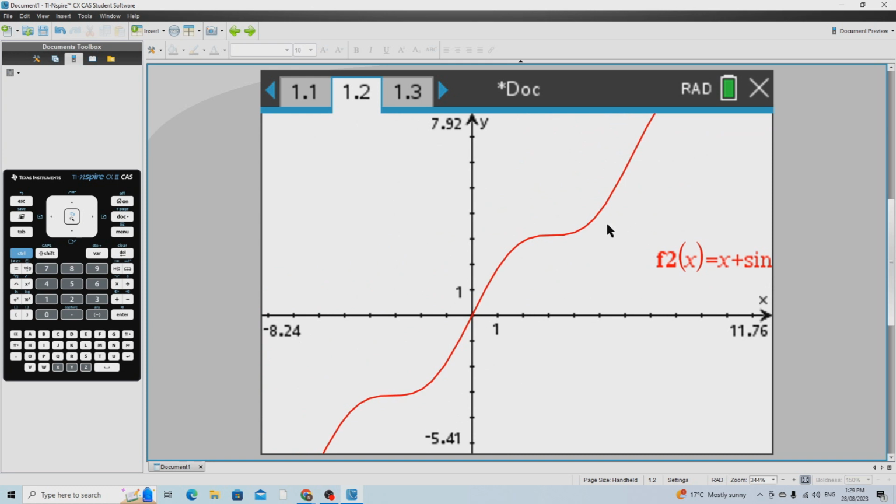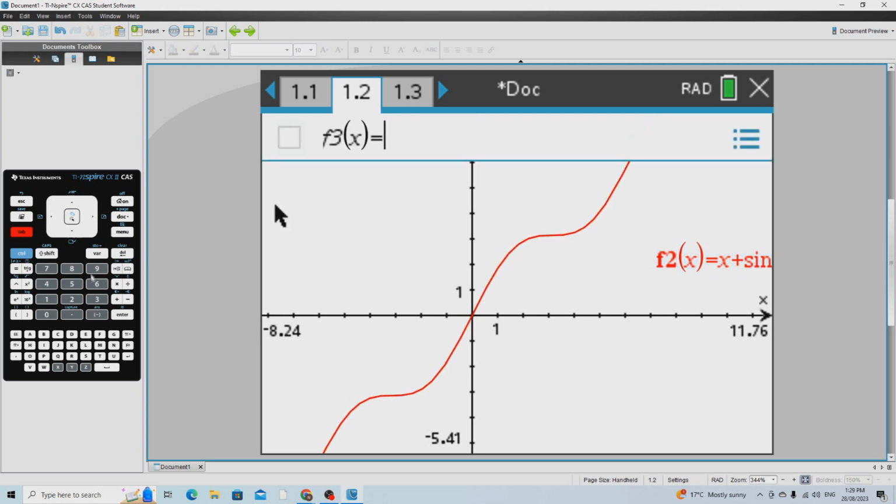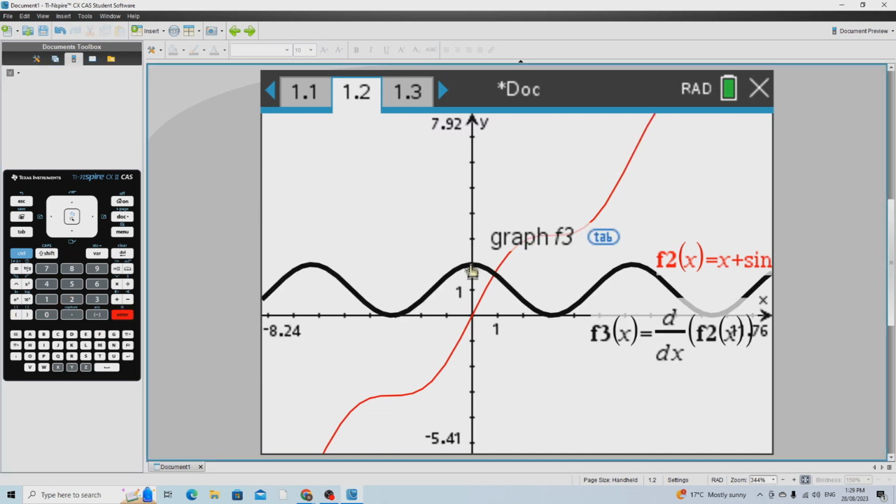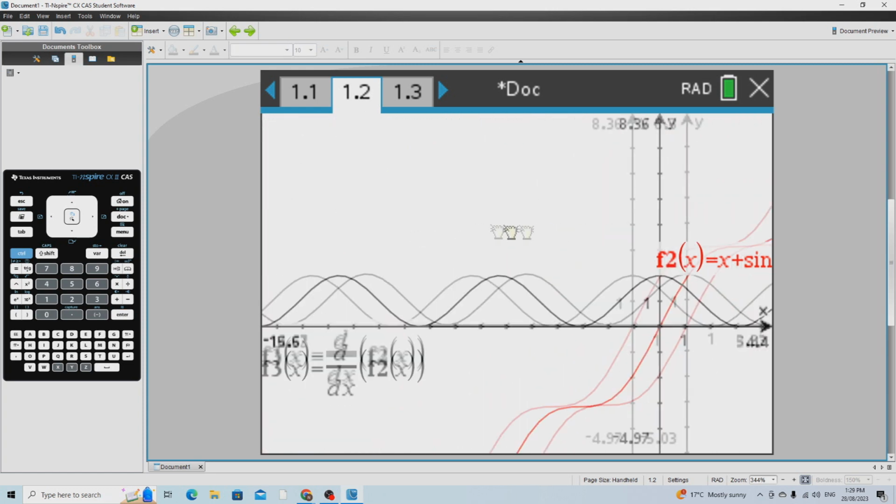f has a period of 2 pi. Not too sure, so I'll put a question mark on this one. F dash of x is greater or equal to 0 for all x, elements of all reals. So let's double check that. So if I was going to draw a graph, the derivative of f of x. Okay. It is greater or equal to 0. We can see that it touches 0, so it's equal or greater than, and it's greater or equal to 0. So that's true for all real values, yes.